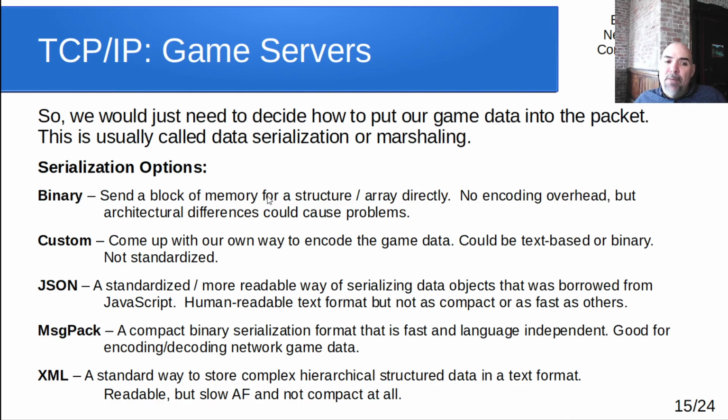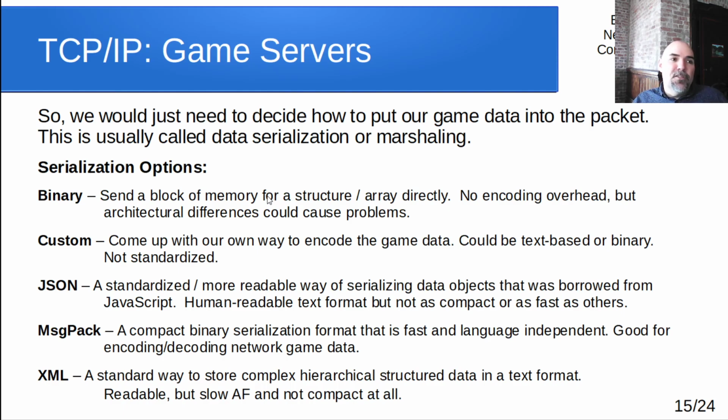The first one is binary. And in binary, you could say, here's a block of data in memory on my one machine. Pass the address of that in there and the size of that. And that would send a structure or an array of structures or some sort of block of data that we create in memory on our machine. We're passing that directly across. So there's no encoding overhead. But there could be problems.